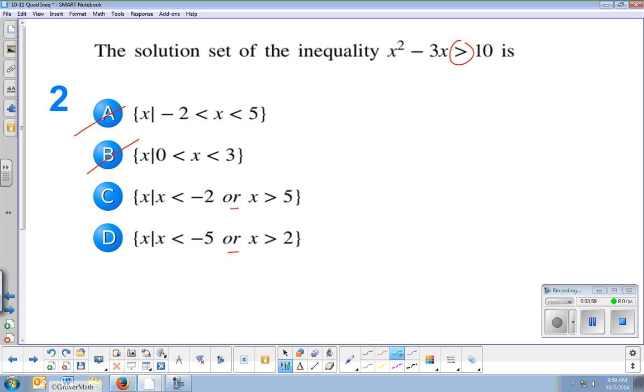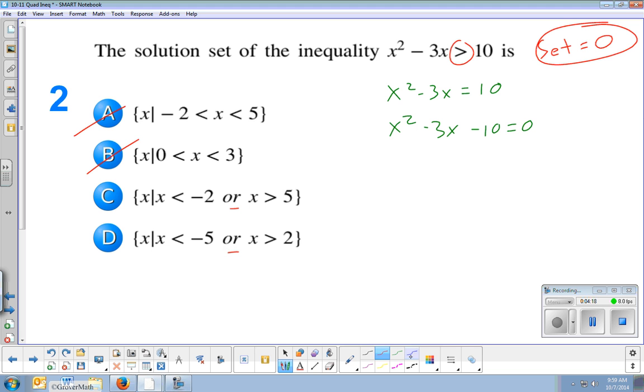Now the first thing I said to do is to make it an equal sign. So x squared minus 3x equals 10. And then for all factoring, it needs to be set equal to 0. So x squared minus 3x minus 10 equals 0. And that's really an important thing to forget. Just don't forget to set equal to 0.